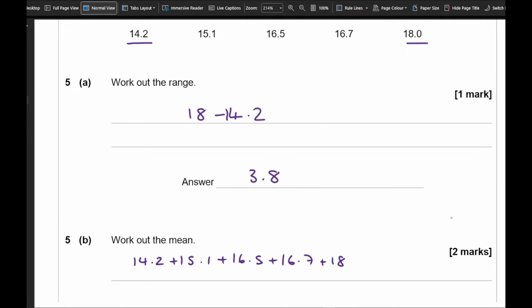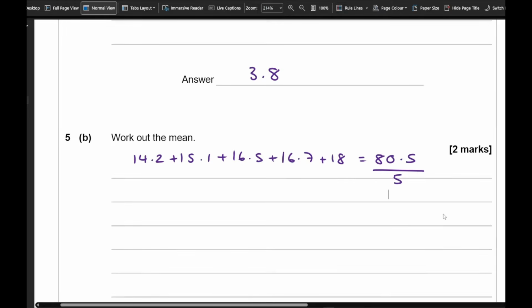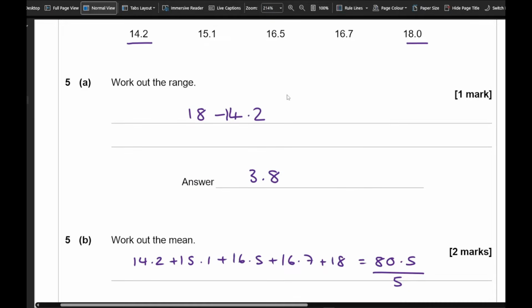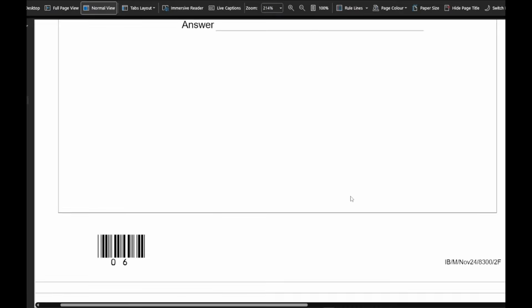And I get a total of 80.5, and then I divide by how many numbers I've got, which is 5. So 80.5 divided by 5 gives me an answer of 16.1, which looks correct as that is in between the lowest number and the biggest number. So I'm expecting an answer between 14.2 and 18, which my answer is.